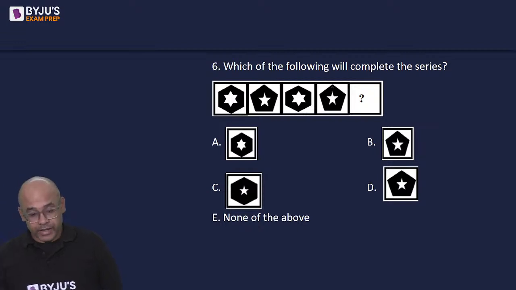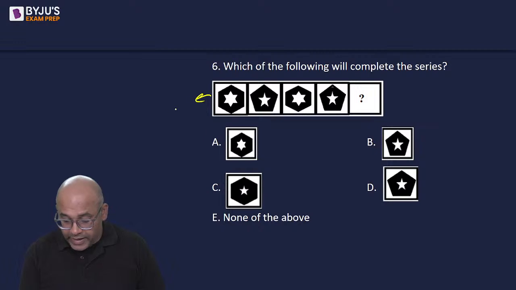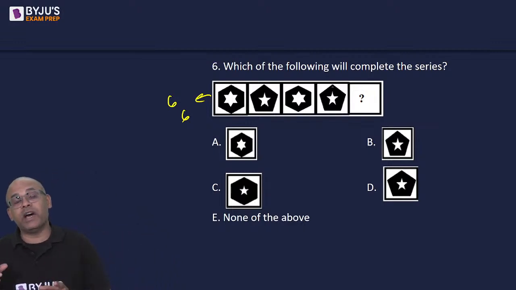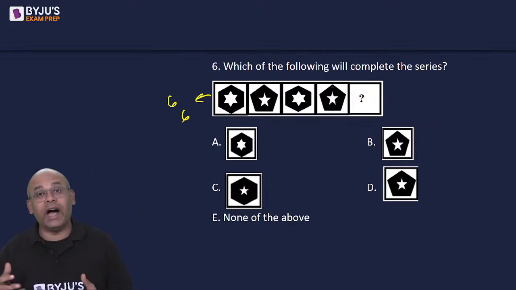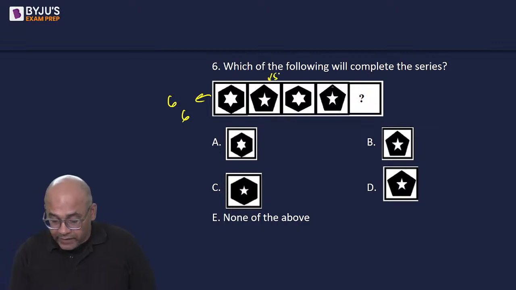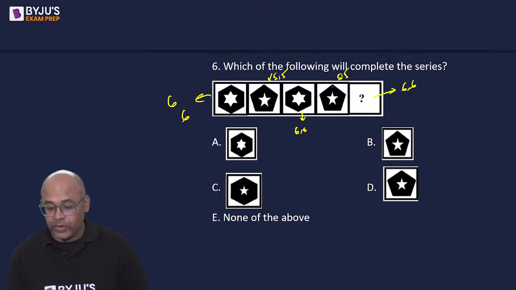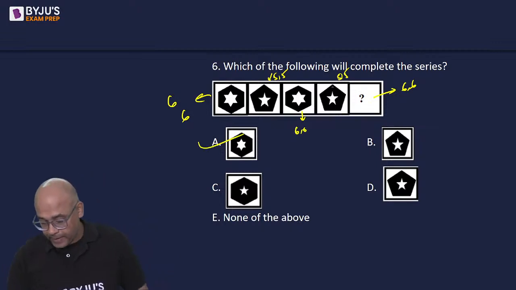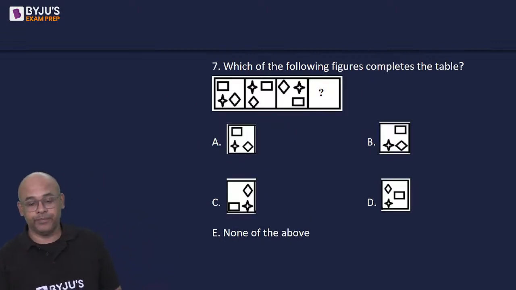Very good. Got quite a few correct answers. So this is basically a hexagon, six-sided, and inside there is a star with six arms. Then 5 and 5. This is 6 and 6, 5 and 5. So again you're supposed to have 6 and 6. So a hexagon and a 6-armed star, which is option A. Therefore the answer is option A.